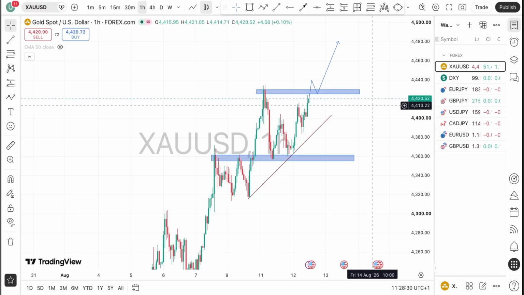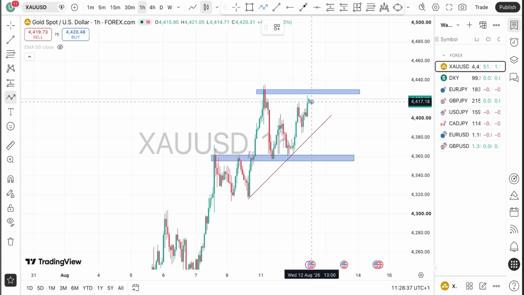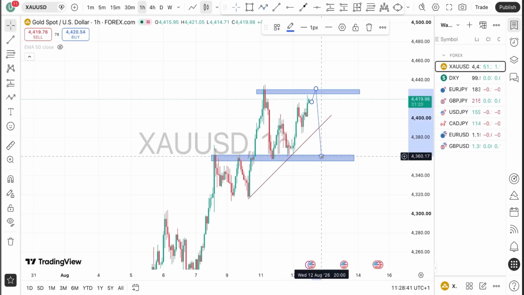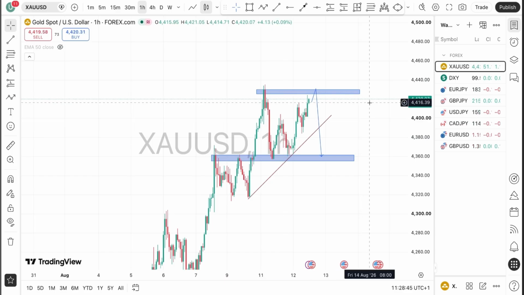Price can still go further to do a double top like this and drop back down to this zone again. We can have a double top here. We don't know. Because today is CPI, we are expecting how the market is going to go, and what the market is going to do. That's just what we'll be looking at for right now.